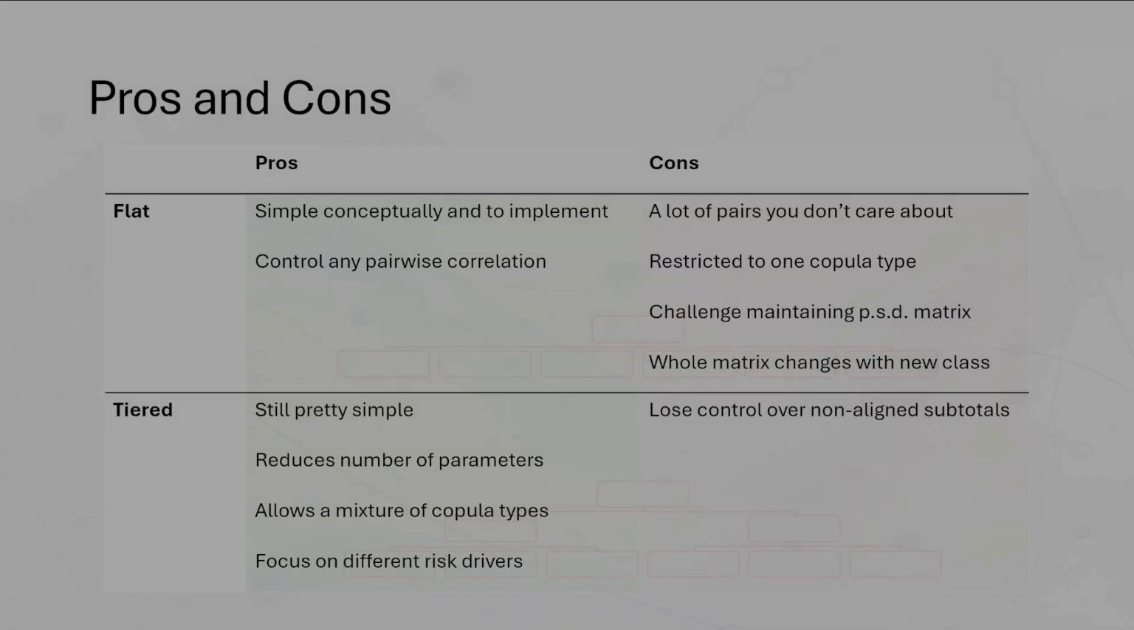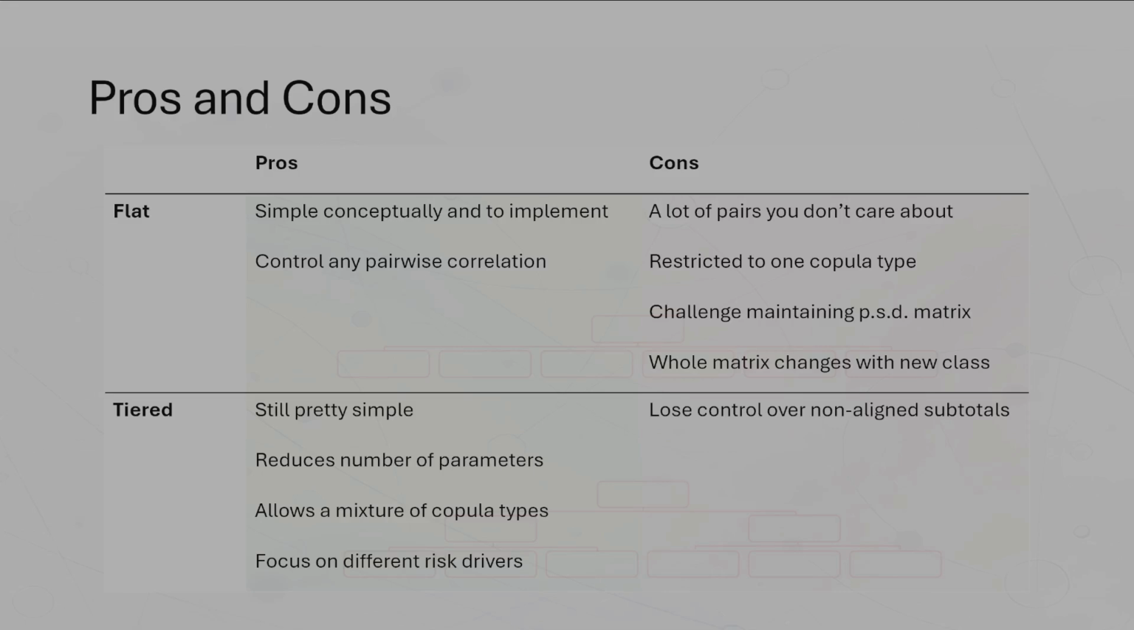Now that we've discussed what we mean by a flat and a tiered correlation structure, and we've seen how we might go about modelling these, let's quickly talk about why you might choose one over the other. The main pros of having this flat hierarchical structure are that it's very simple conceptually and in terms of its implementation. And probably the main reason you see people use it is because it gives very fine control over any pairwise correlation between any two of the granular elements.